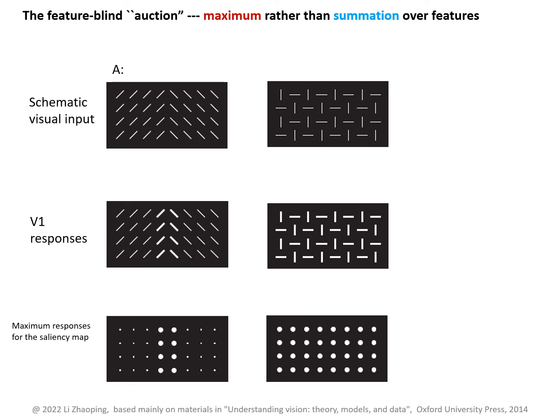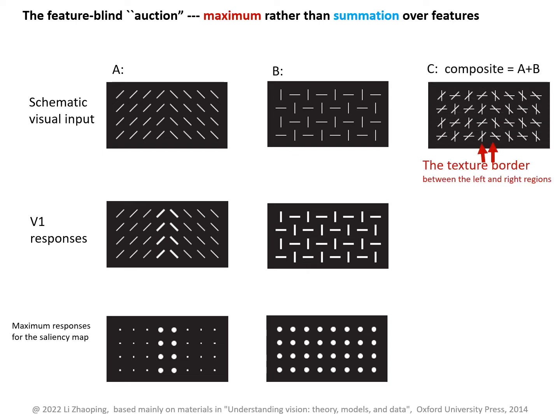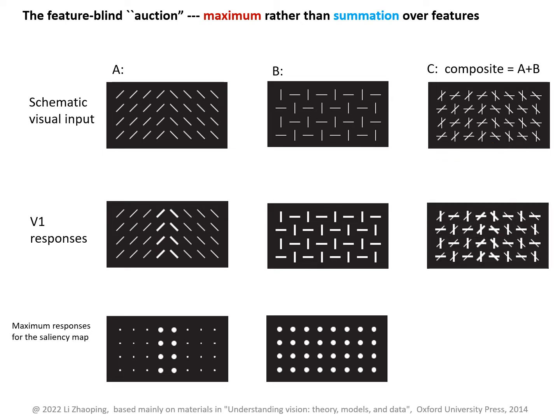Let's call this visual input pattern A and call this one B, and we superpose them on top of each other to make this composite pattern C. Then the V1 responses will come from these two populations of neural responses. One population of neurons responding to the left and right tilted oblique bars in the texture input A, and the second population responding to the horizontal and vertical bars in the texture input B.